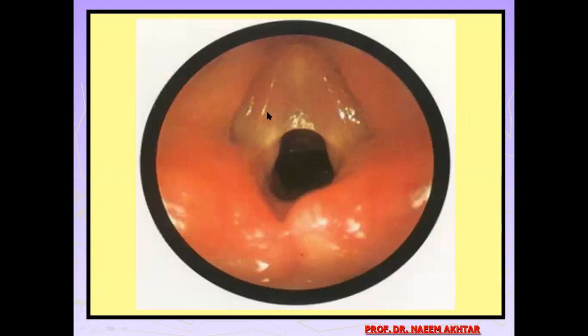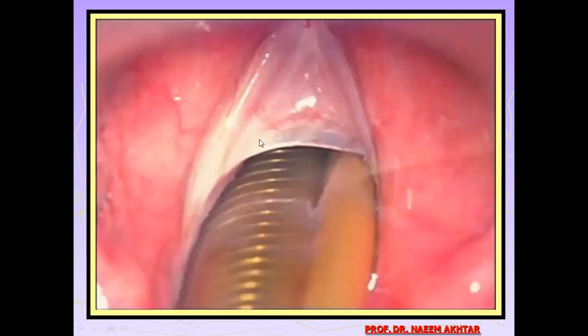This is the anterior web. Another anterior web with posterior concave margin. This is the endotracheal tube being passed to intubate the patient while performing surgery on the anterior web.